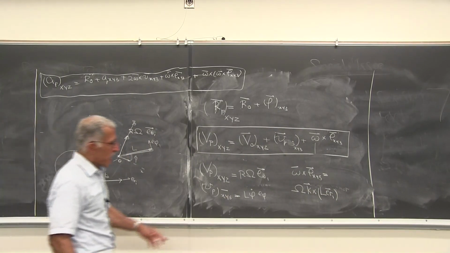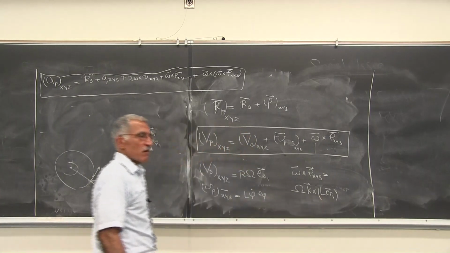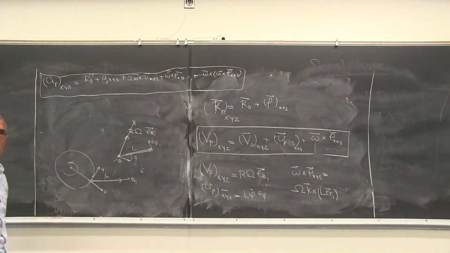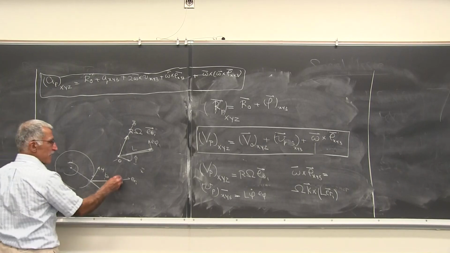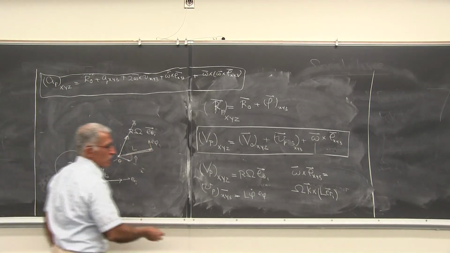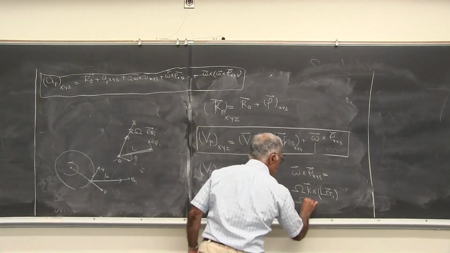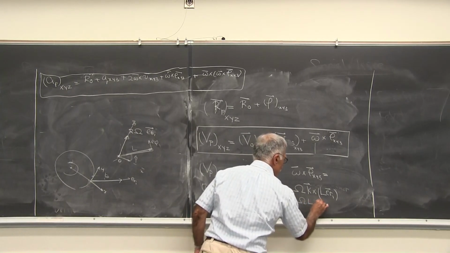So what is k times L ER1? What is k times ER1? That's right, E phi. K is here, exactly E phi. So this is omega times L E phi.